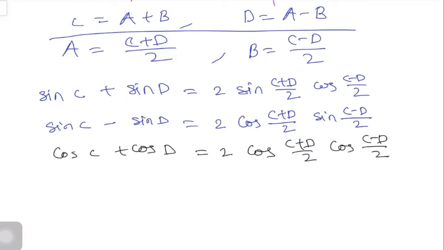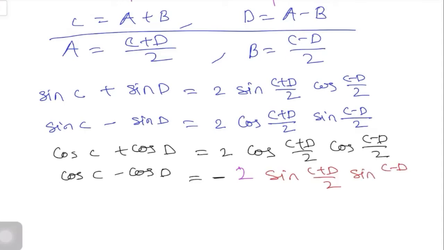So only one set of formulas you need to remember, that is sine of A plus B, sine of A minus B, cos of A plus B, cos of A minus B. Those formulas you need to understand. And now the cos C minus cos D formula. Here you have a minus sign, so I'm writing the minus sign before, and then we can have 2 times sine of (C plus D) by 2 into sine of (C minus D) by 2, right? This is how it happens.